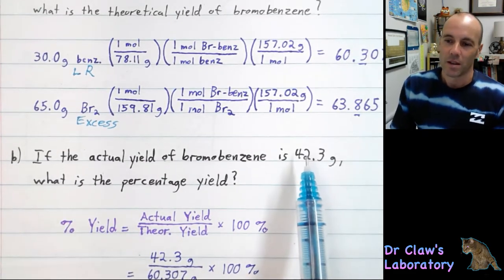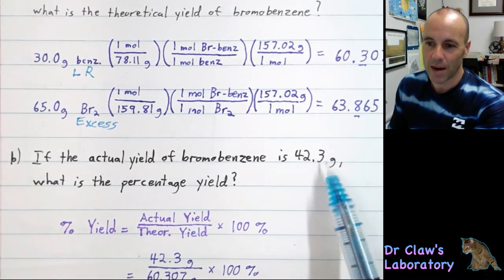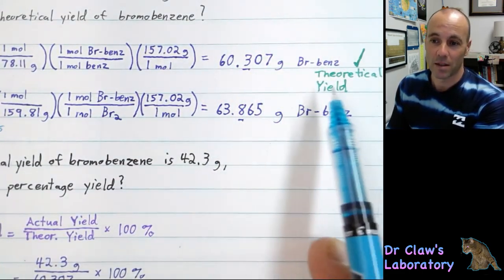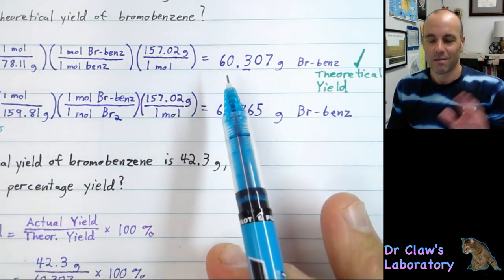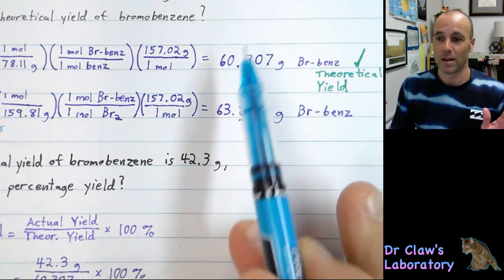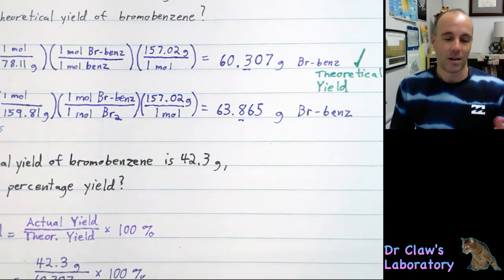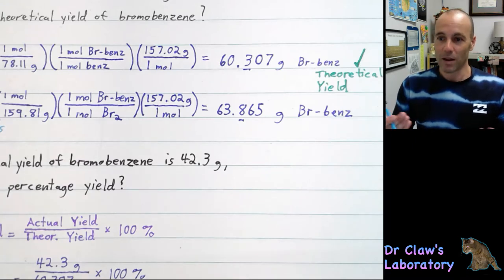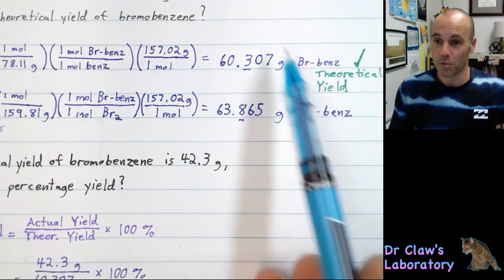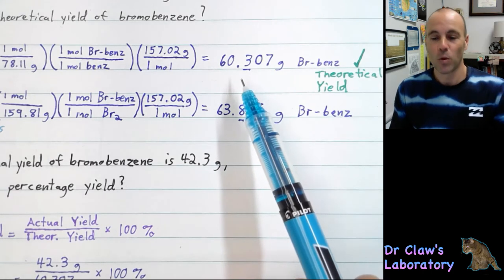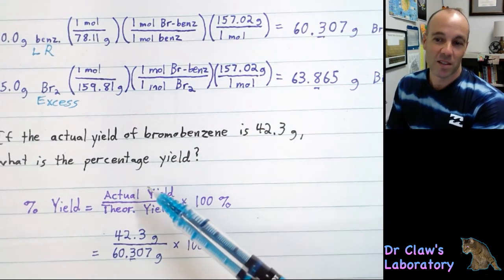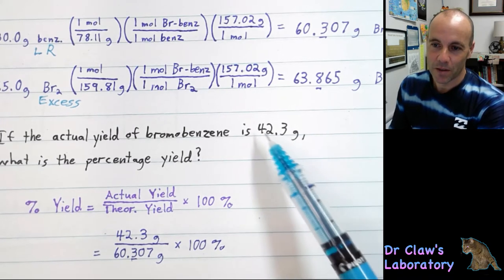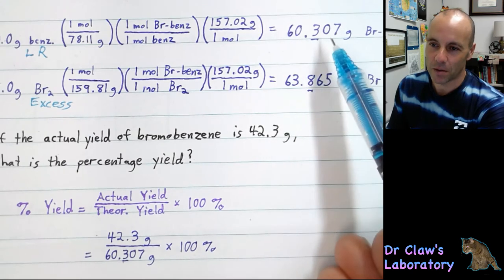What this is talking about is when you do reactions in the laboratory, rarely do you collect all of the product that you expect to collect. We just calculated that theoretically we should get 60.3 grams of product. When you do the reaction in the lab, you lose some product. Some of it stays in solution, or some of it evaporates, or you spill a beaker, or whatever the reason, you hardly ever get 100% of what you expect. So what the percentage yield is asking is, what percentage did you get? Suppose we actually collected 42.3 grams. This would be our actual yield versus our theoretical yield of 60.3.